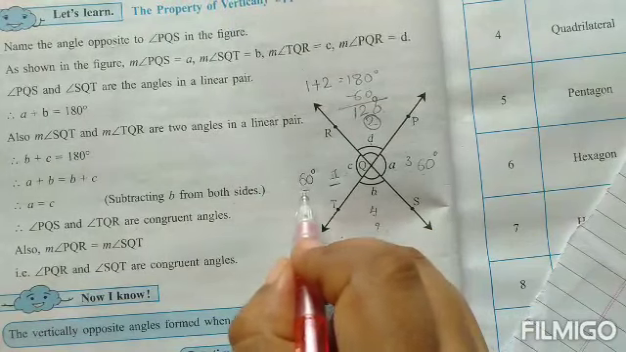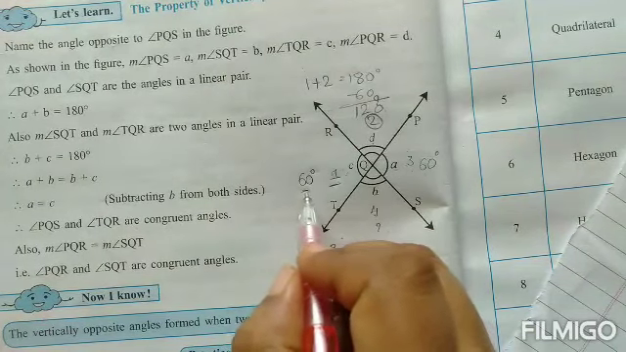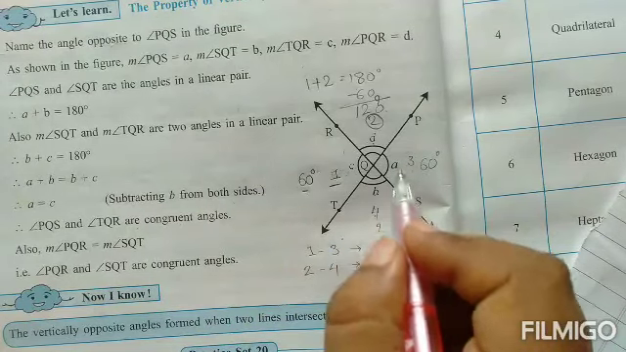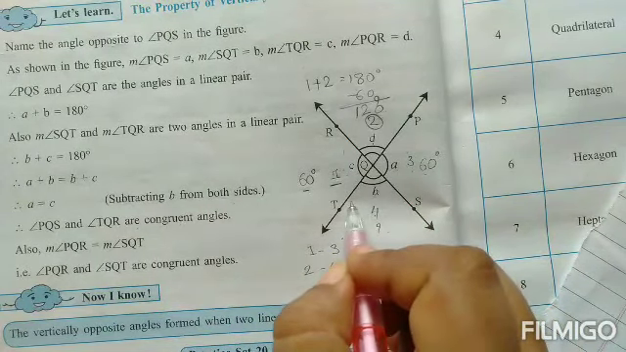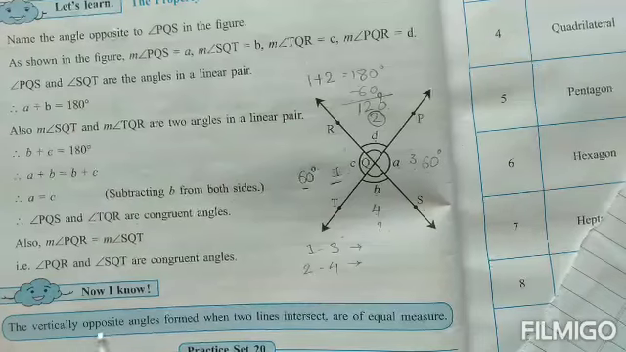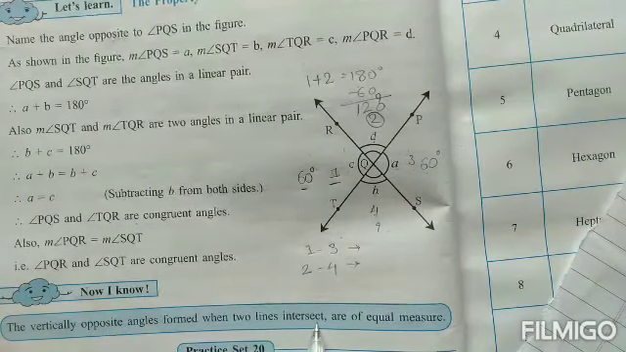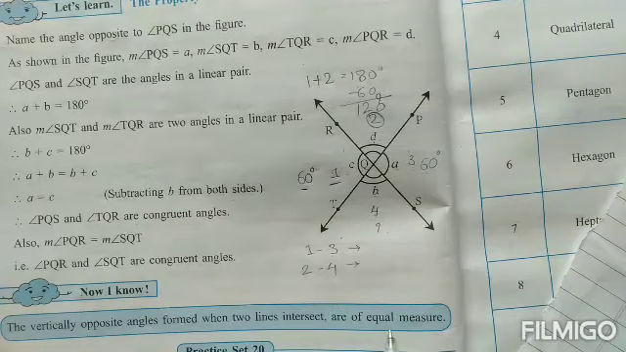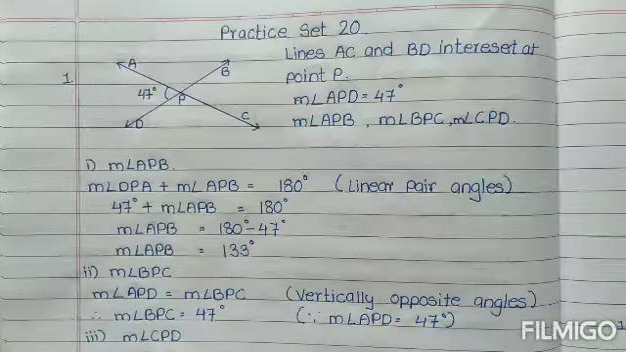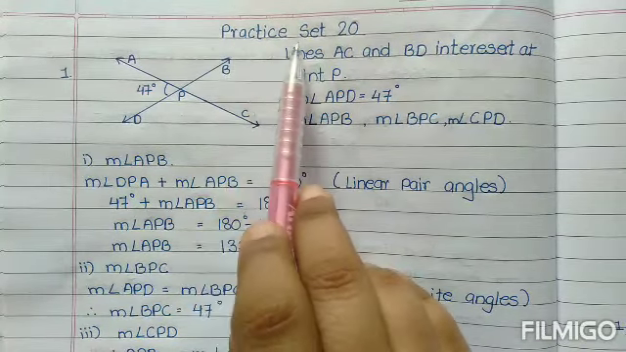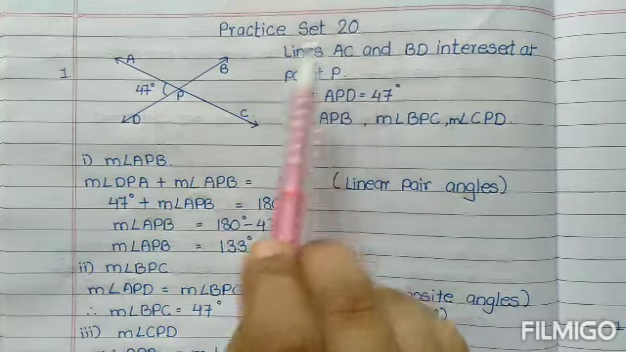So if I know the measurement of one angle, with the help of that I can find out the measurement of the remaining three angles. The property is: vertically opposite angles formed when two lines intersect are of equal measure. With the help of that property, let us study practice set 20.